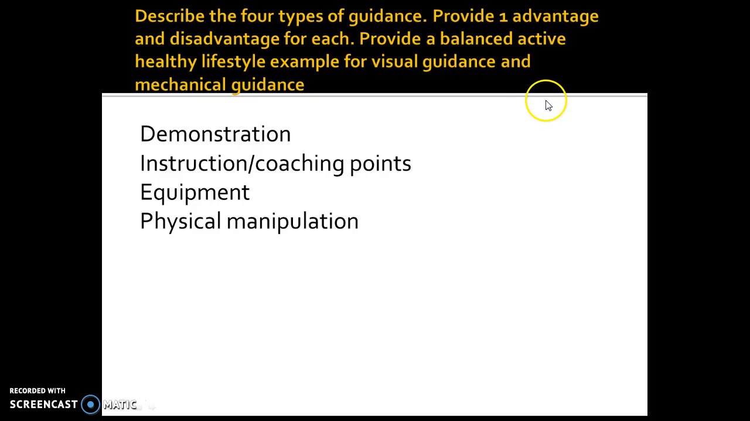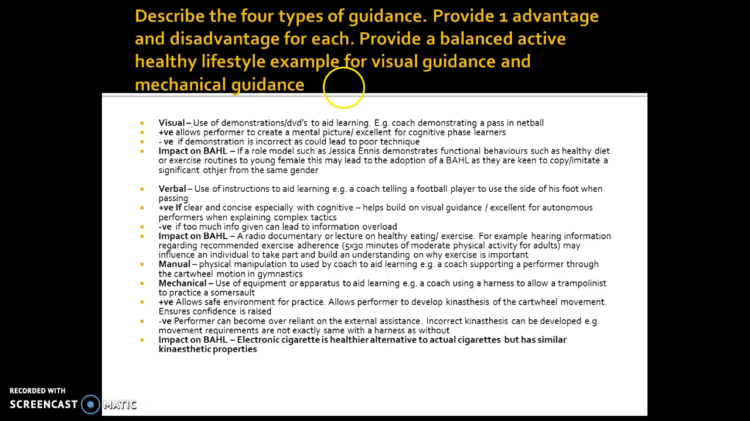So how could we see something, and through what means could we see something that could lead to us wanting to follow a balanced, active, healthy lifestyle? And then you're looking at mechanical guidance: how could we use mechanical equipment that could feel the same as what might be unhealthy but make us healthy? Have a quick read through there then.